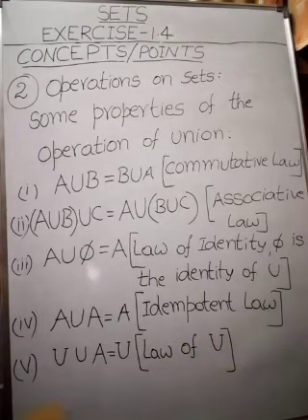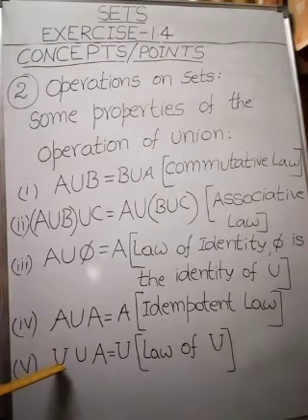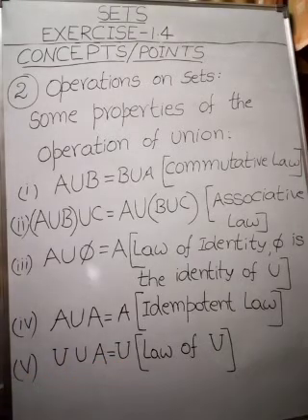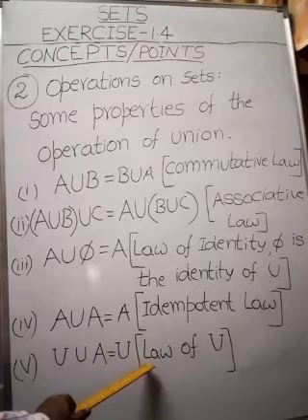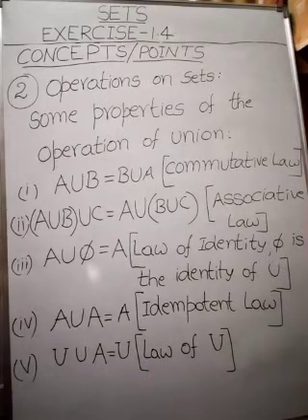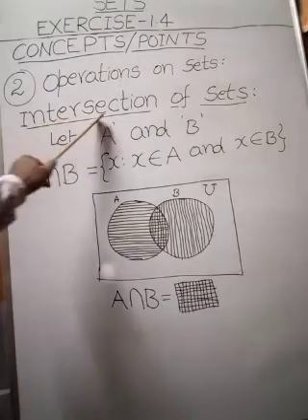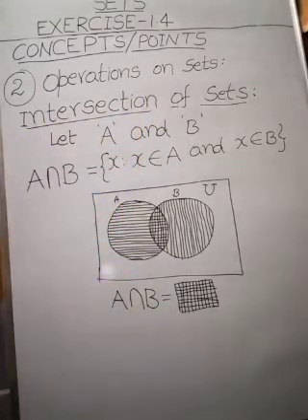And the last property, universal set union A is equal to the universal set only. This property is called law of universal set. Understood these properties of the operation union, my dear children? Right. Now come to the next kind of operations on sets, that is intersection of sets.